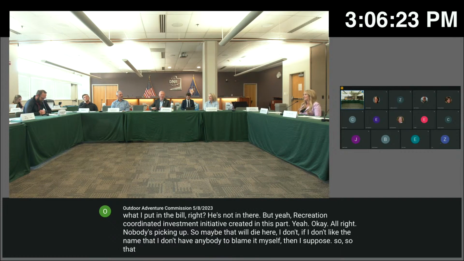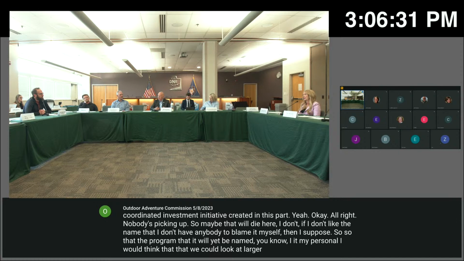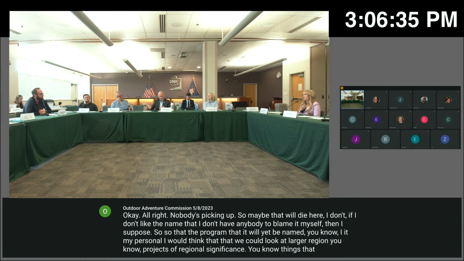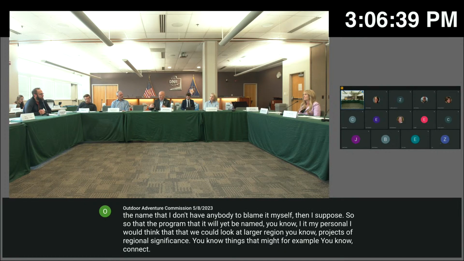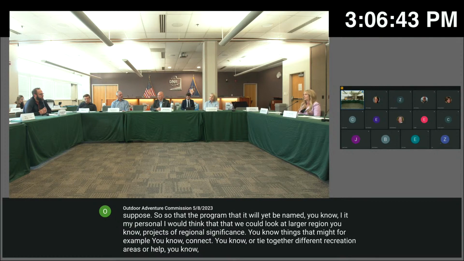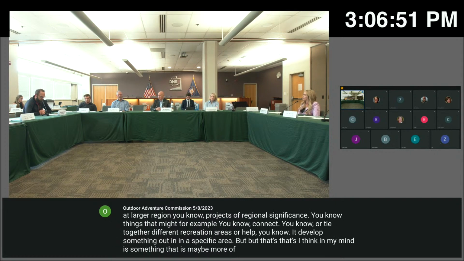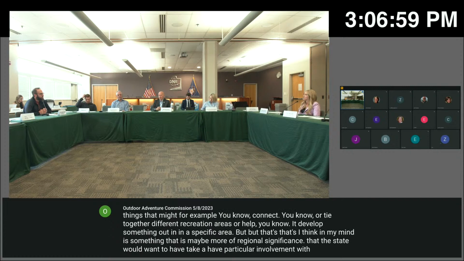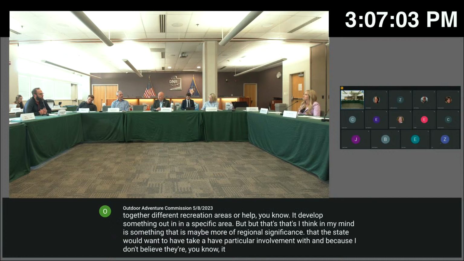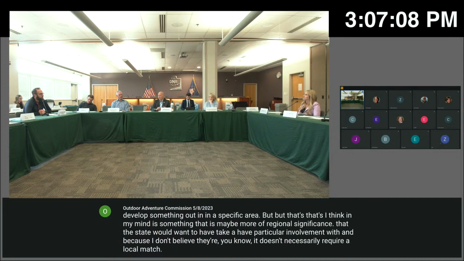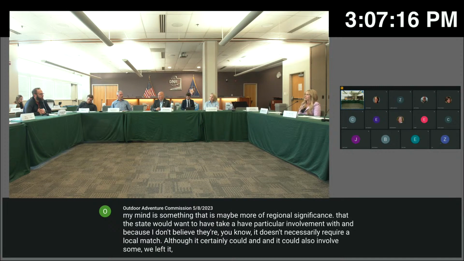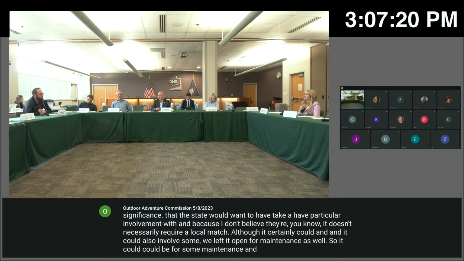The program that will yet be named, personally, I would think we could look at larger projects of regional significance, things that might, for example, connect or tie together different recreation areas, or help develop something out in a specific area. In my mind, that is something of more regional significance that the state would want to have particular involvement with. I don't believe it necessarily requires a local match, although it certainly could. We left it open for maintenance as well, so it could be for some maintenance and upgrades of existing infrastructure as well.